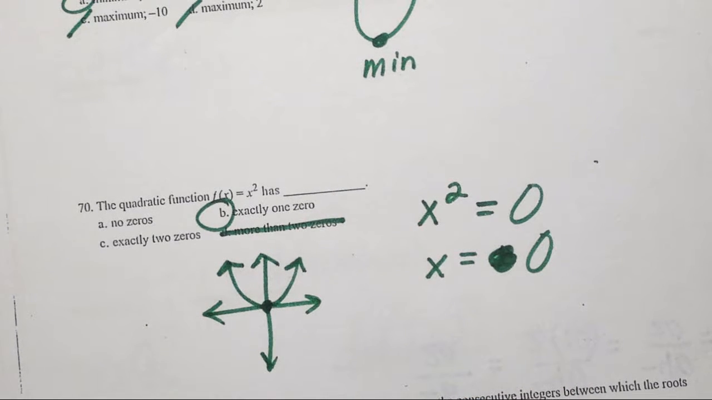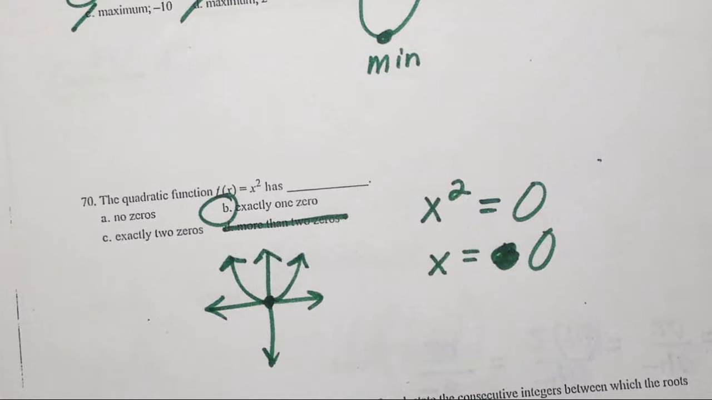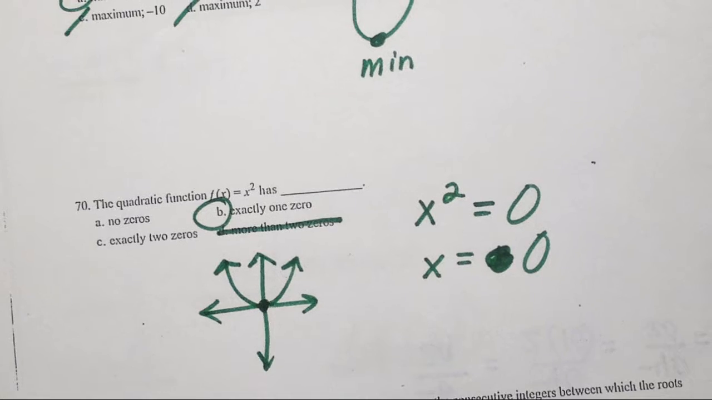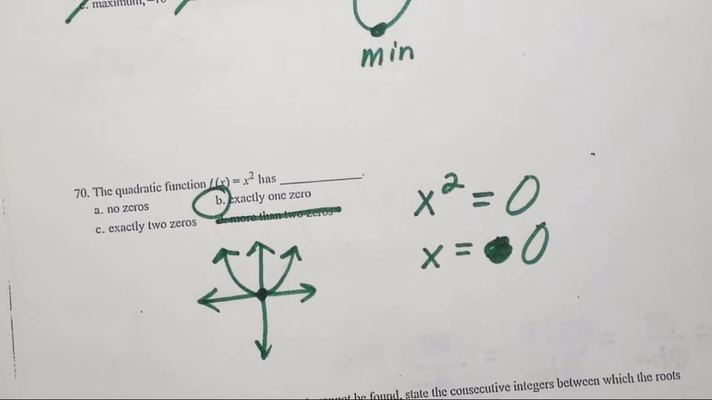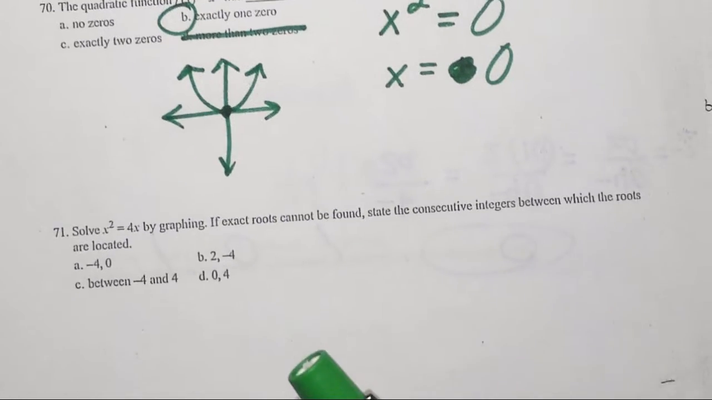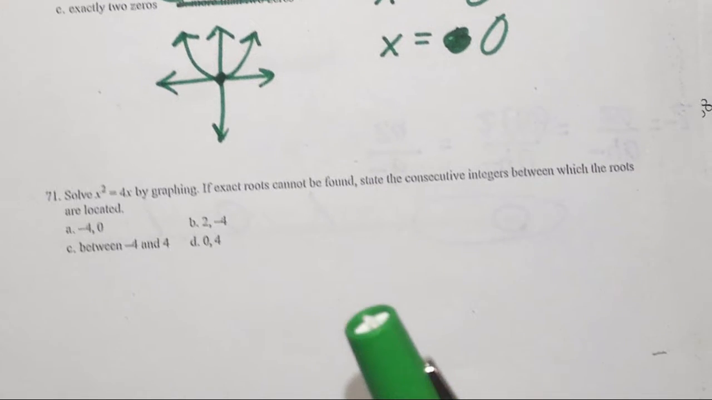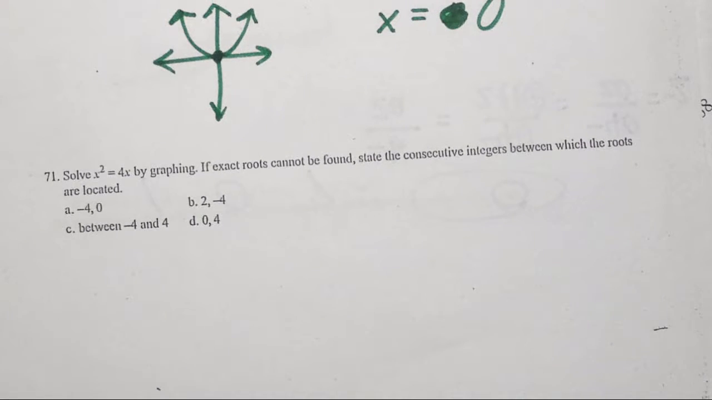Okay, 71. Solve x squared equals 4x by graphing. If exact roots cannot be found, state the consecutive integers between which the roots are located. He says C, and he is incorrect. It is D, ma'am. You get the point.